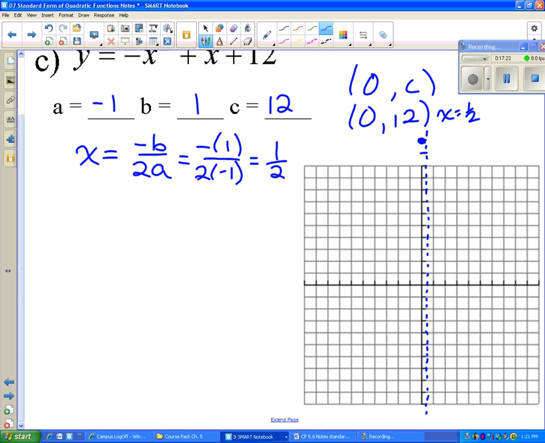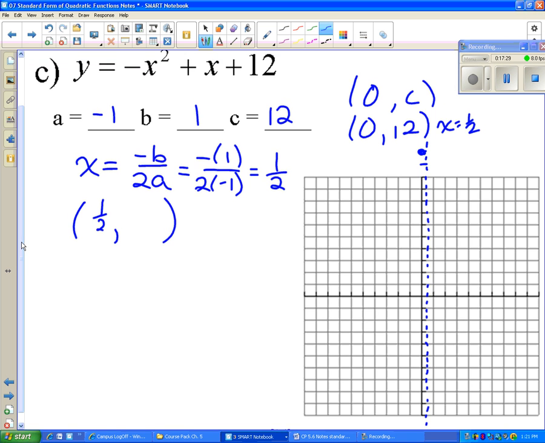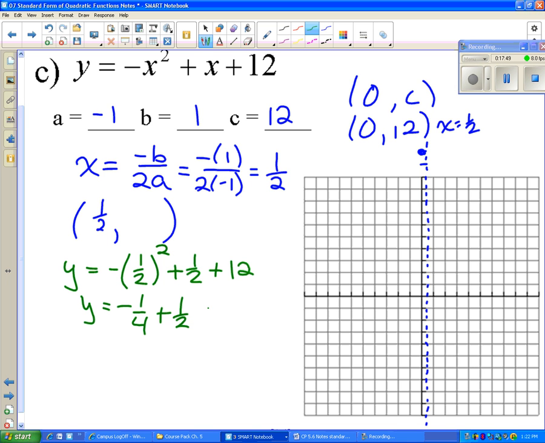Now I need to find what my y-coordinate is. So I go back to my original equation, and I say that y is equal to negative 1/2 squared plus 1/2 plus 12. So y is equal to 1/2 squared. 1/2 times 1/2 is 1/4. So this is a negative 1/4 plus 1/2 plus 12. Remember 1/2 can be written as 2/4. So this is y is equal to 12 and 1/4, because 2/4 minus 1/4 is 1/4.